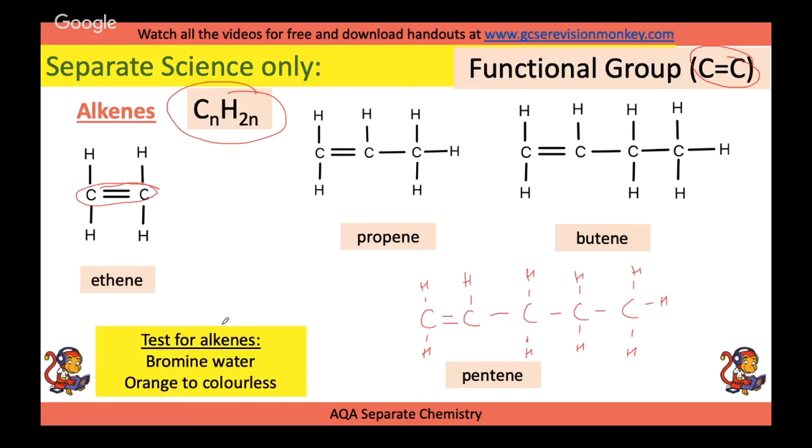You might remember that the test for them is bromine water, like we said before, which goes from orange to colourless if alkenes are present.